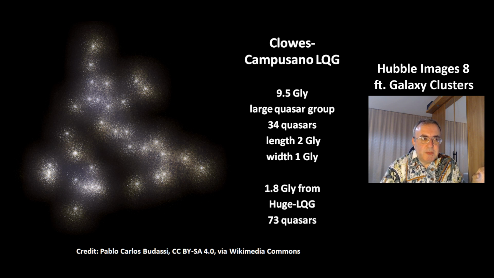This LQG group is at a distance of 1.8 billion light years from another quasar group. It's called huge LQG. And this huge LQG structure contains 73 quasars.